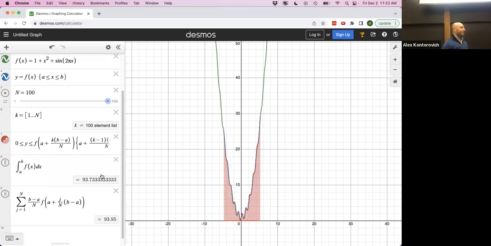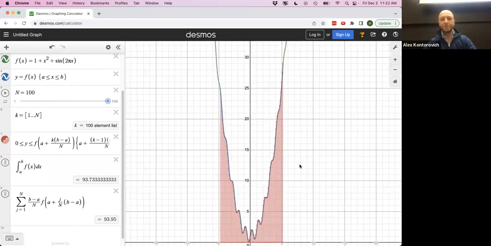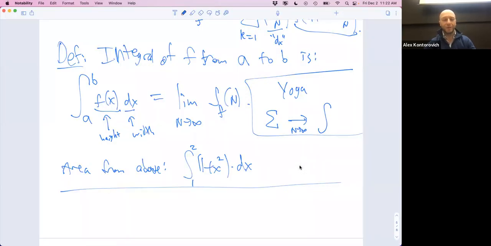That's the Riemann integral. That's Riemann sums converging to the Riemann integral. Cool? Does this make sense? All right, let's do one more example. Let's do a couple more examples. I need to give you a quiz at some point.